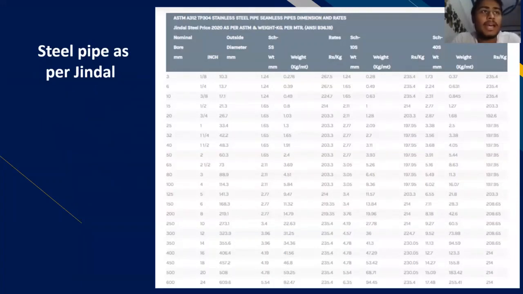Coming to the steel pipes as per Jindal. The nominal bore ranges from 3 mm to 600 mm, and they are classified into 3 types, which are SH5S, SH10S and SH40S. The 3 types have 3 different rates ranging from 270 rupees per kg to 240 rupees per kg depending on their weight, and the outside diameter ranges from 10.3 mm to 609.6 mm.